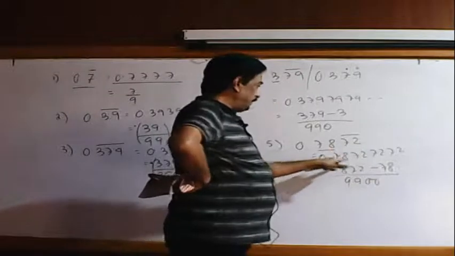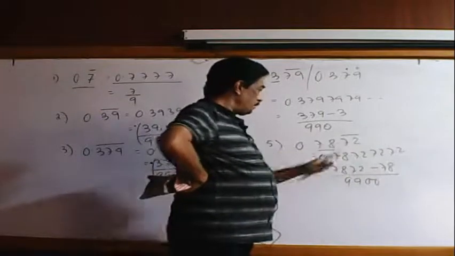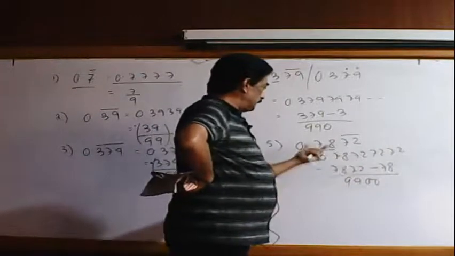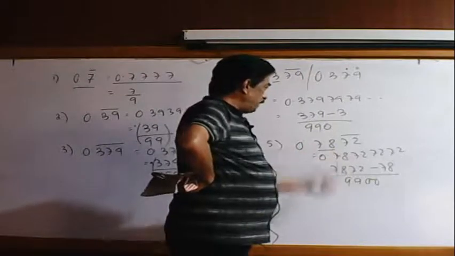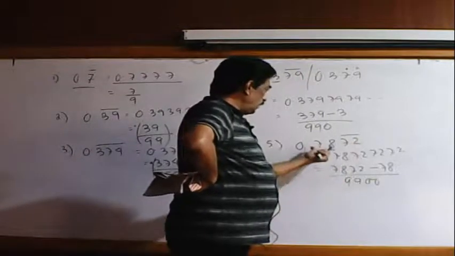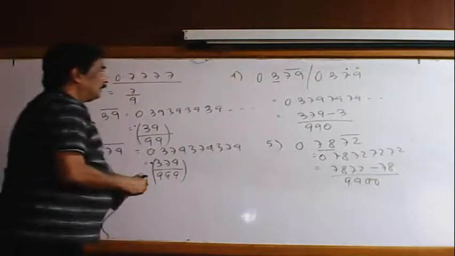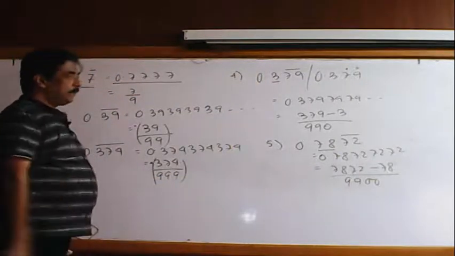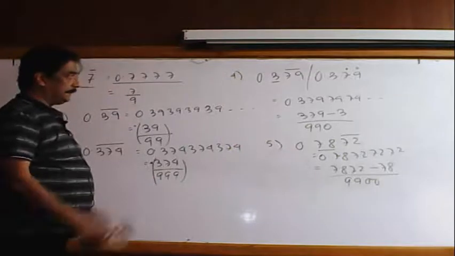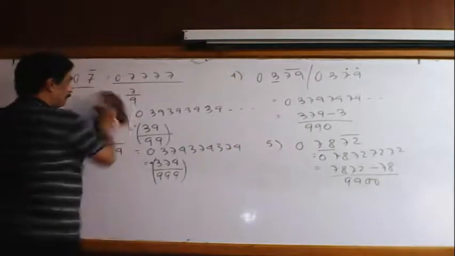7872. So 78, then 72, 72, 72 and so on. 7872 minus the non-recurring part 78, divided by the recurring part, 2 digits, so 99, and the non-recurring part, 2 digits, so 2 zeros. Now, this is your basic level. You have to understand what is the rule behind it. Now, next part.